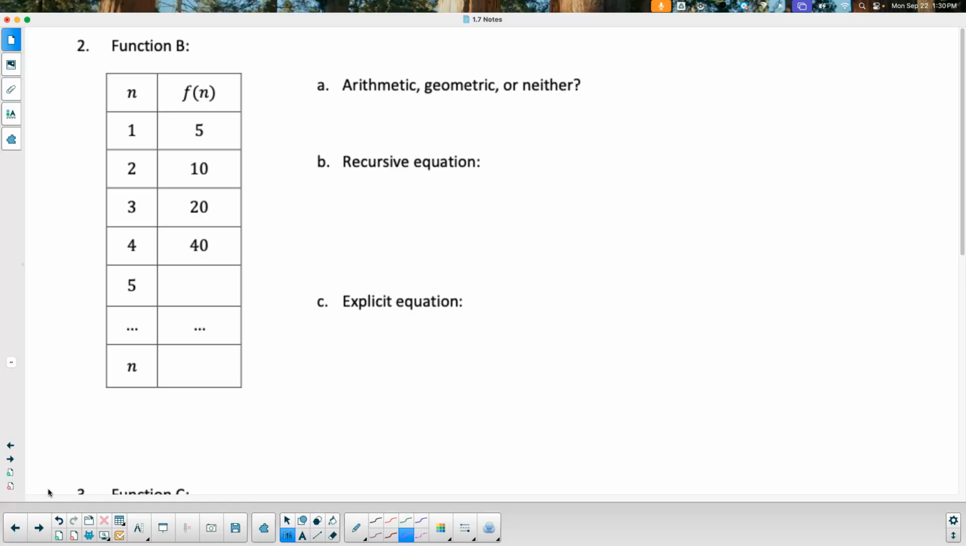So first check, I always check to see if we're adding. So if I added 5 here, then did I add 5 there? No, so that means it's not arithmetic. Okay? Alright, so then I gotta check, okay, well, 5 times 2 is 10. Is 10 times 2 20? Yep, is 20 times 2 40? Yep, it is. And then 40 times 2 would be 80 if we wanted to go that far. Right? Alright, so that means it is a geometric.